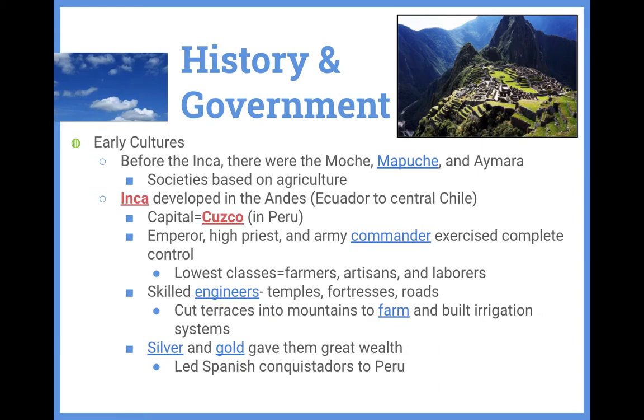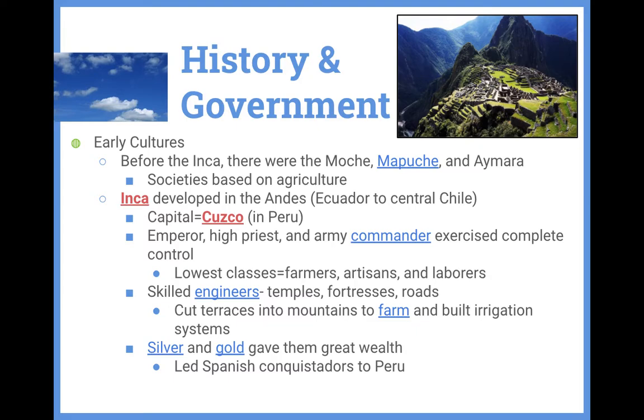Okay, so history and government. So the early cultures. Before the Inca, and we will talk about the Inca, there were the Moche, the Mapuche, and the Aymara, and these societies were largely based on agriculture. But then the Inca are going to develop in the Andes, specifically in Peru.